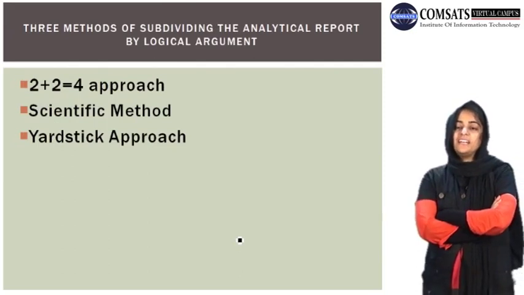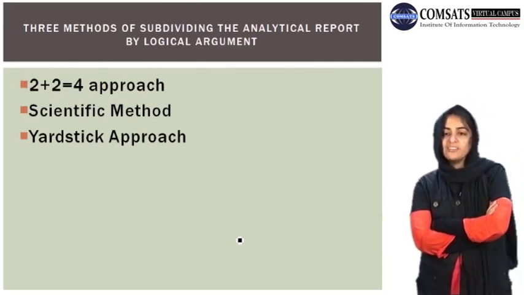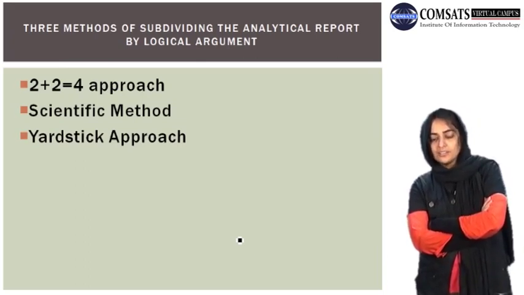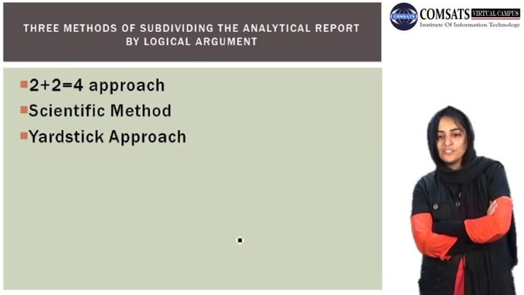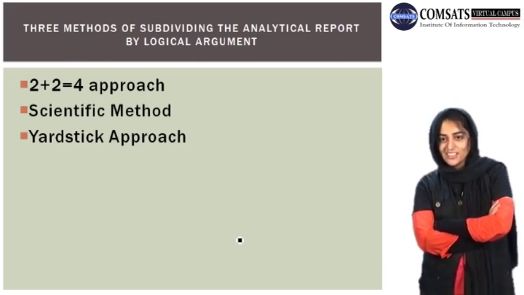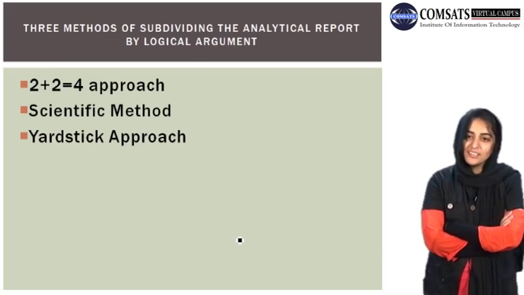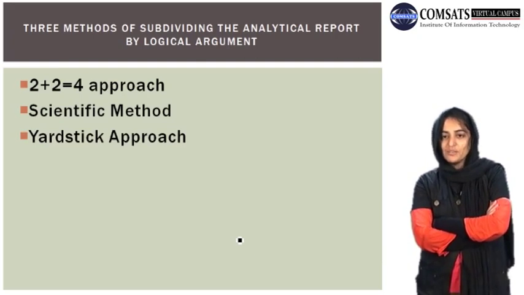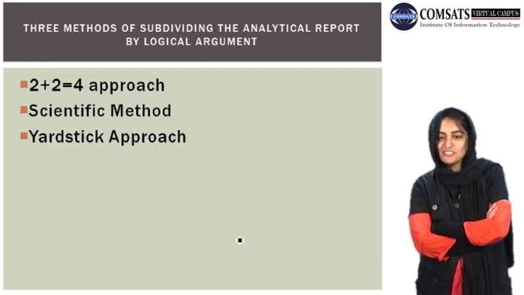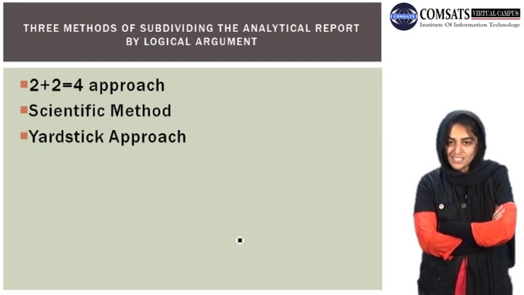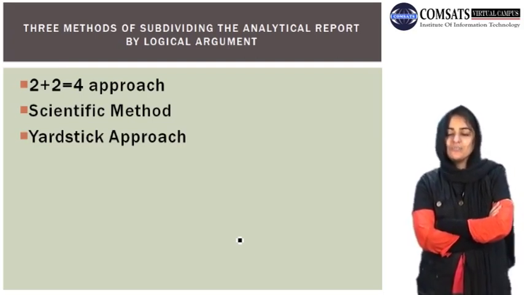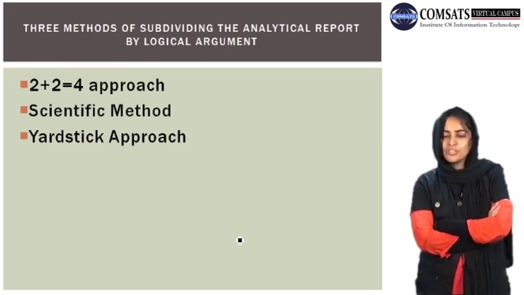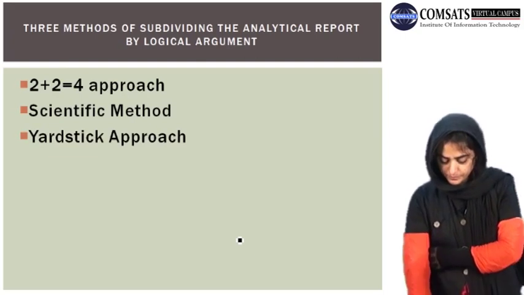As you can see, dear students, on the slide, there are 3 methods of subdividing the analytical reports by logical arguments. Namely, the first method is the 2 + 2 = 4 approach. Second is the scientific method, and the third one is the yardstick approach. One by one, we would be discussing each of these approaches, these methods in detail. But before moving on to the individual details of these 3, let me give you some general suggestions about them.